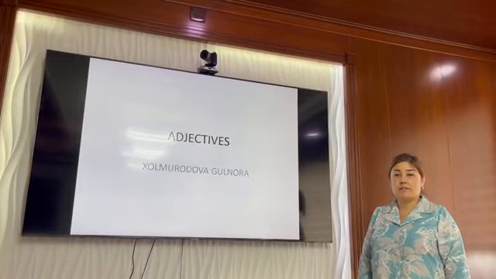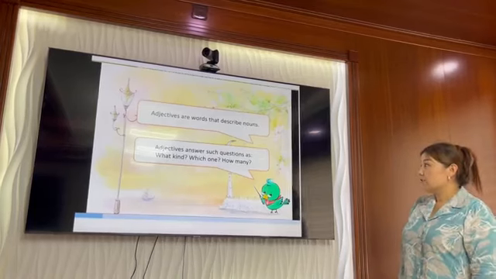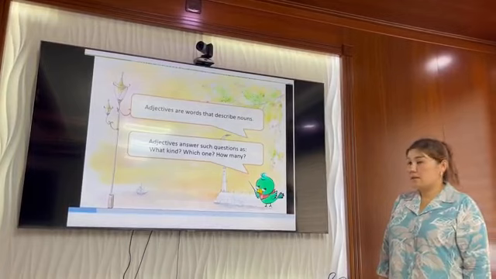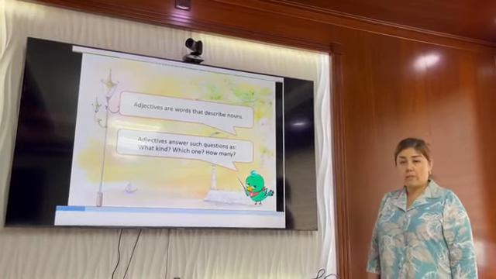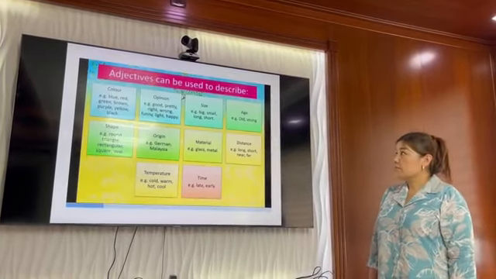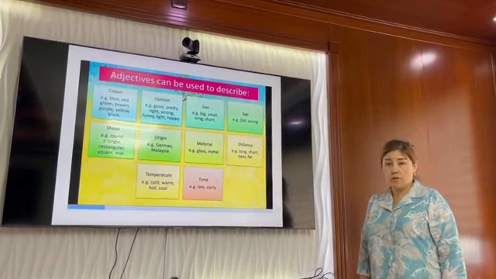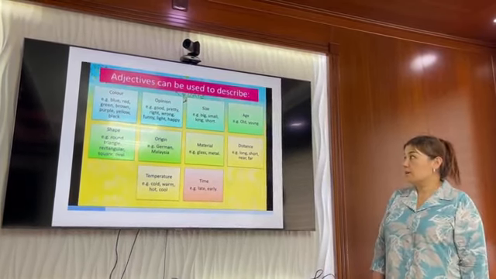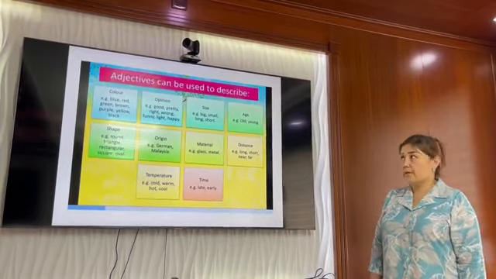Today I'll talk about adjectives. What are adjectives? Adjectives are words that describe nouns, and adjectives answer such questions as what kind, which one, or how many. There are some types of adjectives, and adjectives can be used to describe color, for example, red, blue, orange, yellow, and opinion: good, pretty, right, wrong, etc.